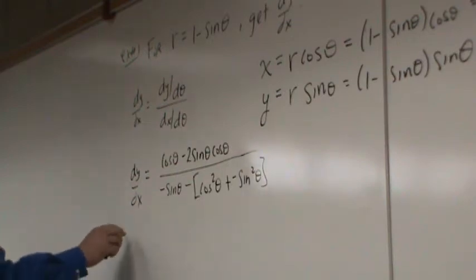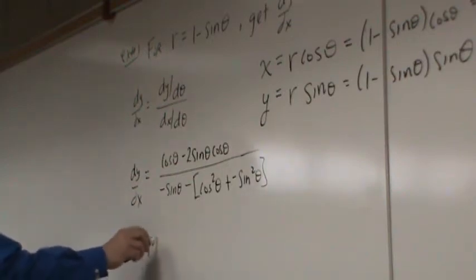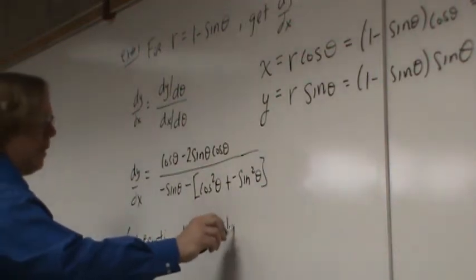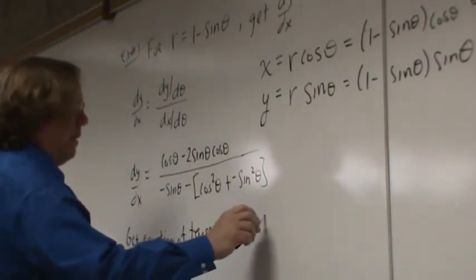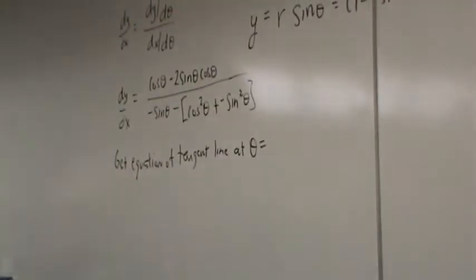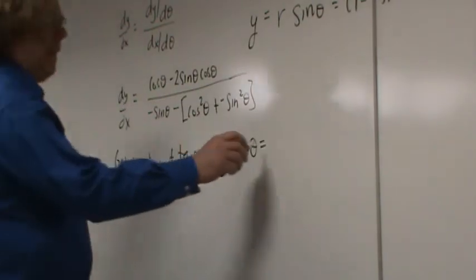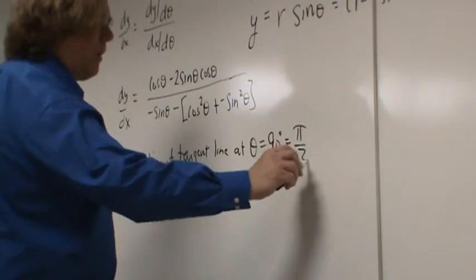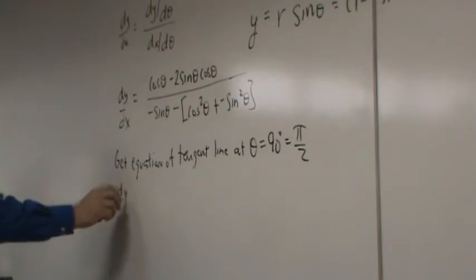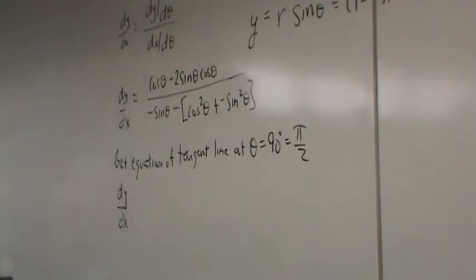Okay, so let's go ahead and get the equation of the tangent line at theta equals, I don't know, what do you want? Theta equals what? 45? 90. Yeah. All right. Theta equals 90 degrees, which, of course, your book will probably say theta equals pi over 2. All right, let's go for it. Oh, by the way, you need two things to get the equation of a tangent line, right? You need the point and the slope. So let's go ahead and get the slope.